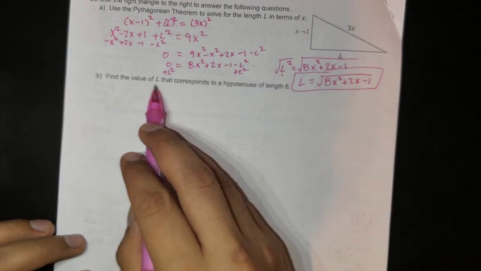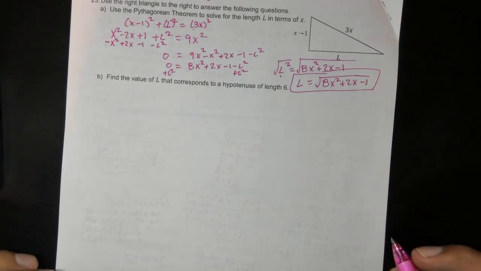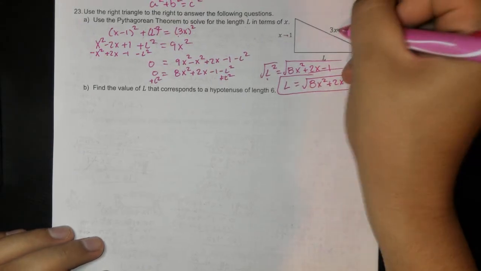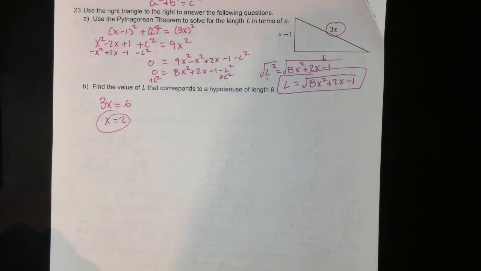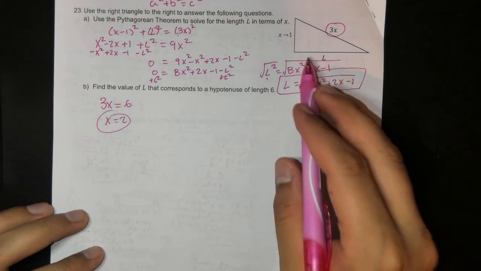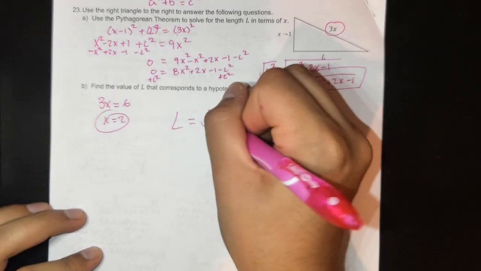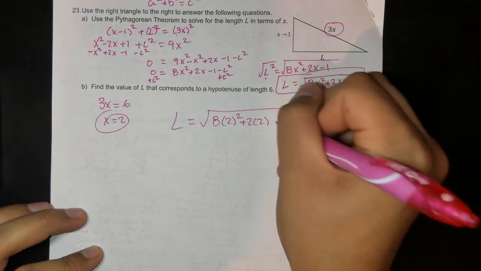Now B says find the value of L that corresponds to a hypotenuse of 6. Alright, so if the hypotenuse is going to be 6, that means x would have to be 2. Alright, so let's find what the length L would be when x is 2. So we already have an equation for it. 8 times 2 squared plus 2 times 2 minus 1.